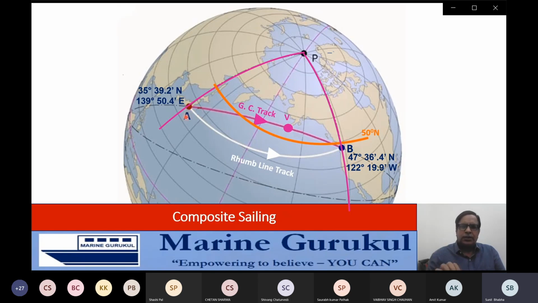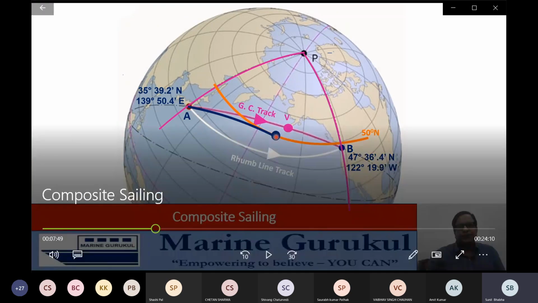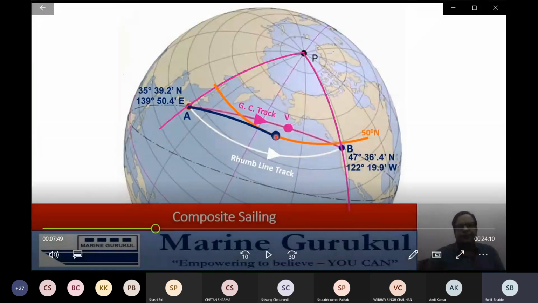whose features include: one, it passes through departure position A; two, it has its vertex on the limiting latitude. So here is the GC track passing through A with its vertex being here on the limiting latitude. Okay, beta, now this is what we do in composite sailing.